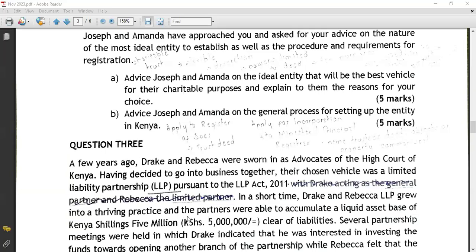So eCitizen will generate something called a CR1, details of the first directors, and CR8, notice of residential address. Yeah, you are supposed to sign them and scan and return. Then there's something called statement of guarantee. You sign and upload. Then you pay 13,100.